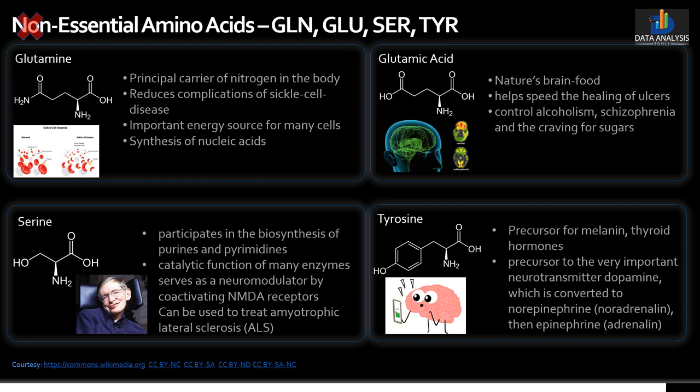Serine. Serine is necessary for the transfer of methyl groups within the body, and therefore is necessary for the production of substances such as creatine, epinephrine, DNA, and RNA. It is also a precursor to nucleotides and phospholipids, and the neurotransmitter glycine and D-serine, which are important to the brain and nervous system.